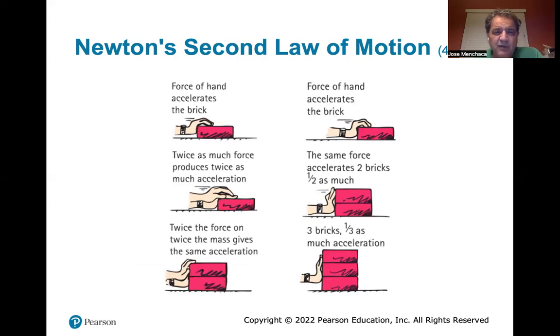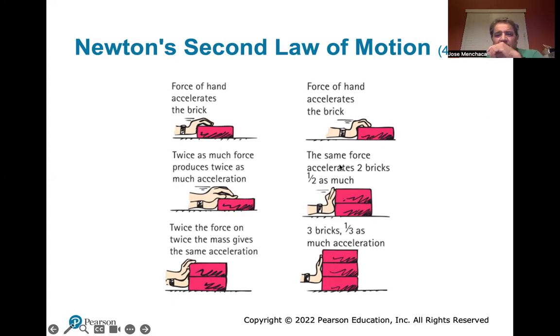Here are some examples. The force of a hand accelerates the brick. Twice as much force, he's pushing with 2 hands, is twice as much acceleration. Twice the force on twice the mass gives the same acceleration. This one here gives the same acceleration as this.